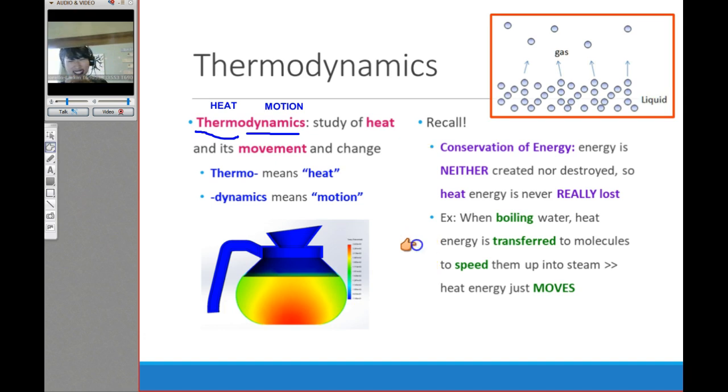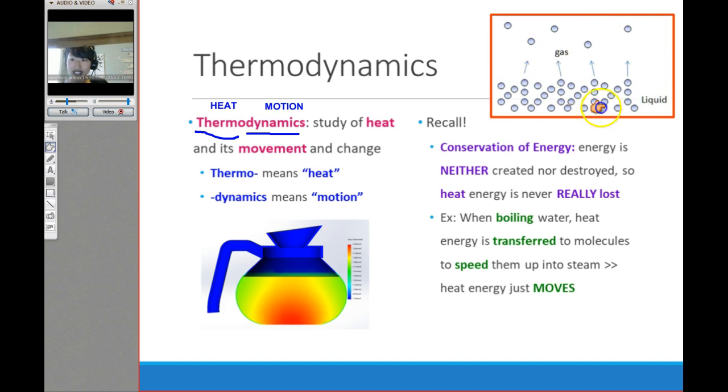All right. So, for example, when you boil water, right, that heat energy is not just disappearing from the stove, right? Think about the fire from the stove. It's not just disappearing. Instead, it's going into the water, it's being transferred into the water, and it's beginning to speed up those molecules until they turn into steam. So again, that heat's not being lost, it's just beginning to move to a different place.